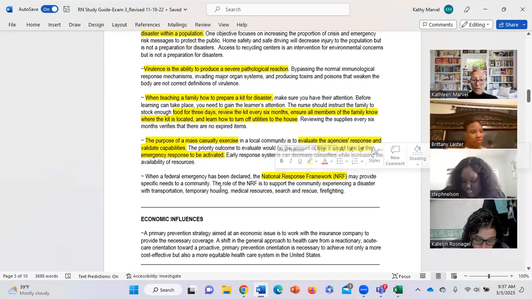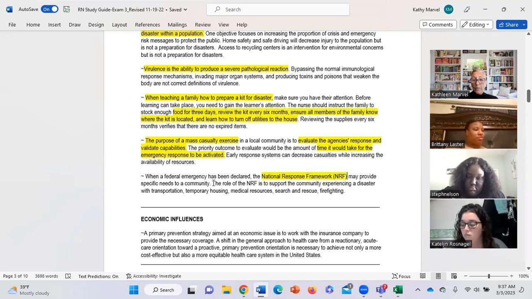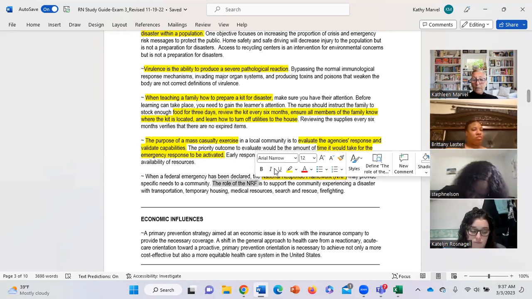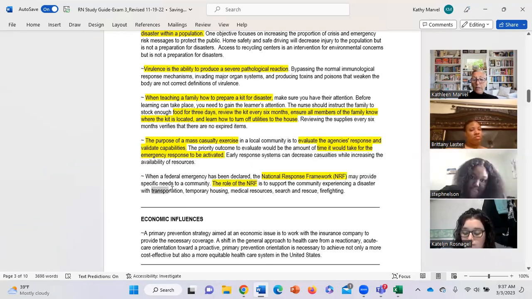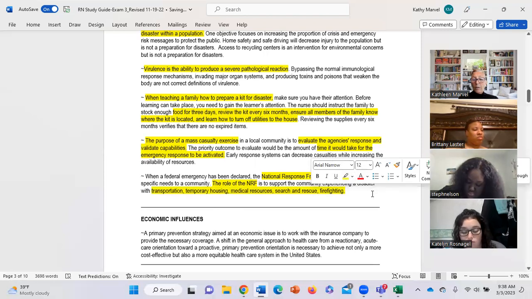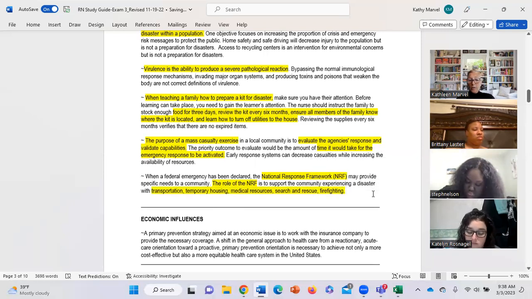I need you to know about the NRF. What is the role of the NRF? They do 5 things. They help with transportation, temporary housing. It's right here, I'm highlighting it right now. The NRF is specifically responsible for helping with transportation, temporary housing, medical resources, search and rescue, and firefighting.